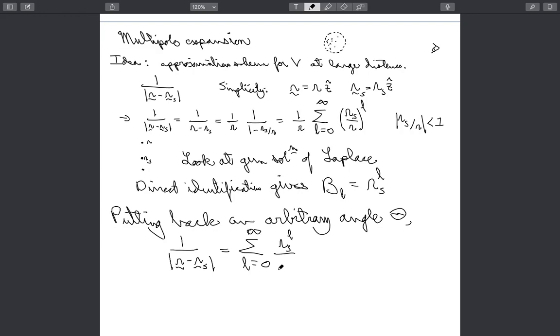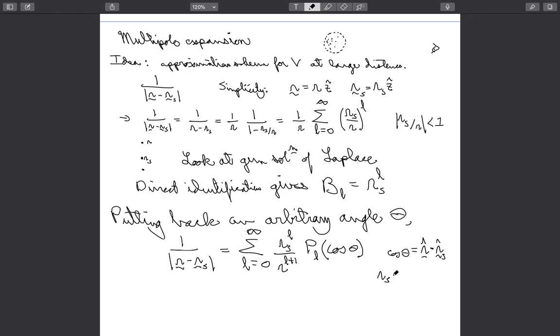And we've got the spatial dependence r to the l plus 1, because these are the B terms in our generic solution. But now, for a generic angle theta, I just have the Legendre polynomial of the cosine of theta, where theta is the angle between r and r_s. So cos theta is really r hat, the unit vector in direction r, dotted into r_s hat. And again, here we assume that the expansion works.